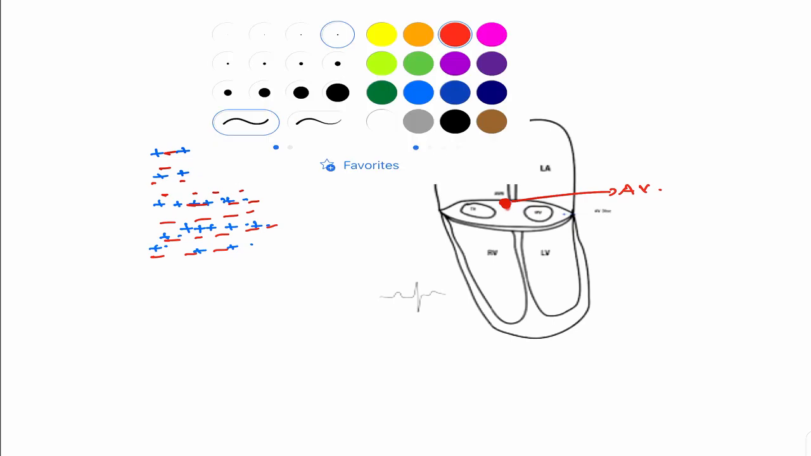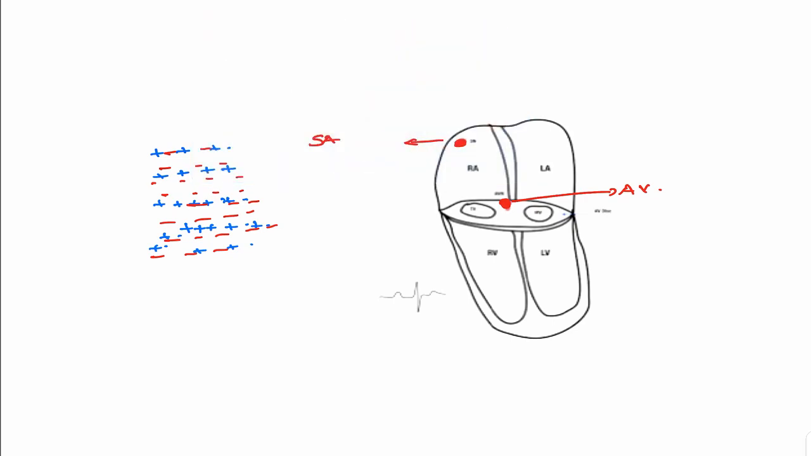So let us see what happens during depolarization. The depolarizing current is spreading from the SA node like this. It spreads throughout the auricles. It is coming from above and on the right side of the patient, so from above and the right side. How will it spread? It will spread towards the left and downwards.